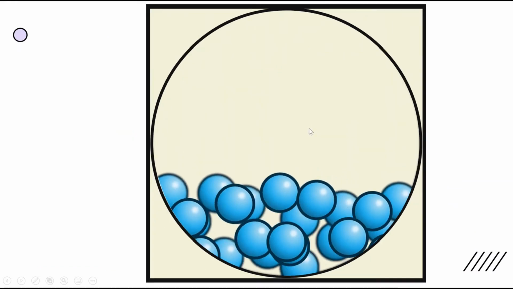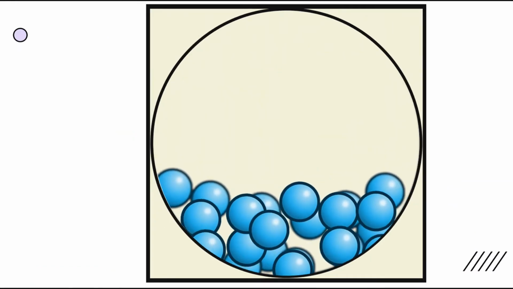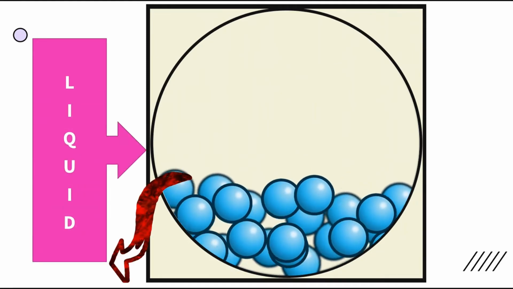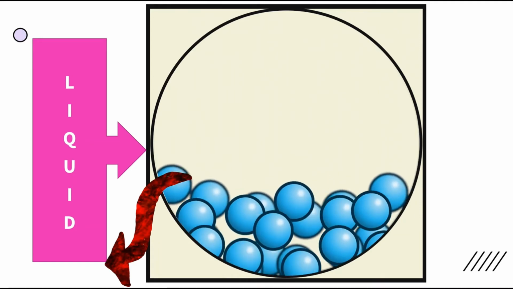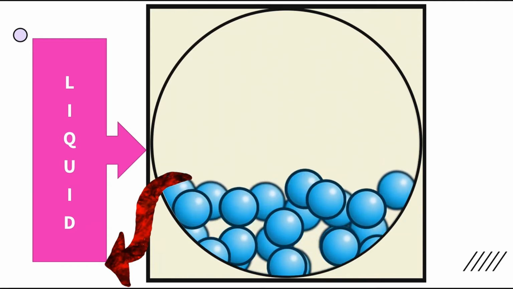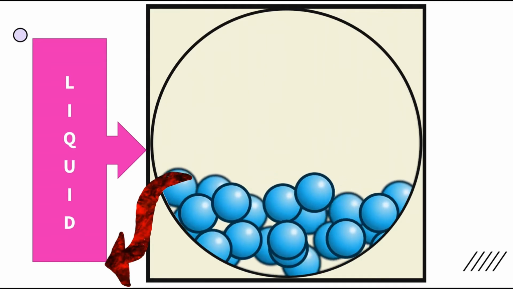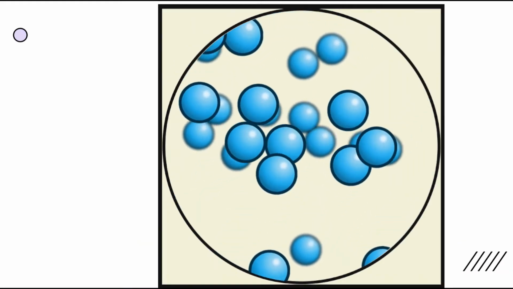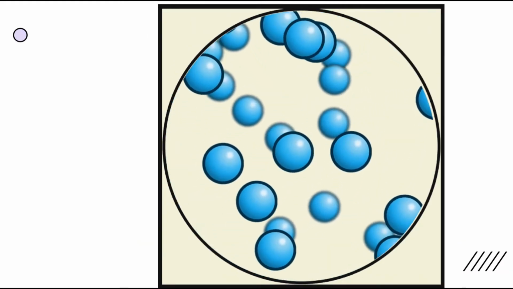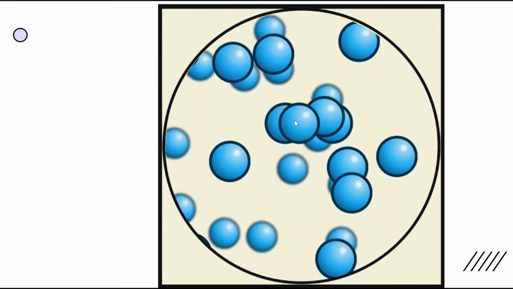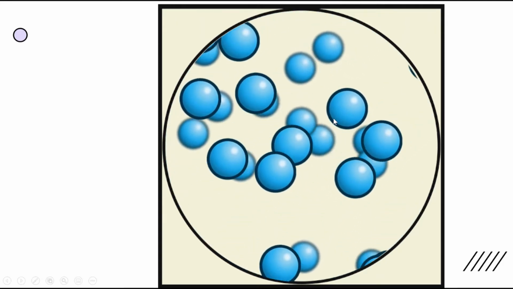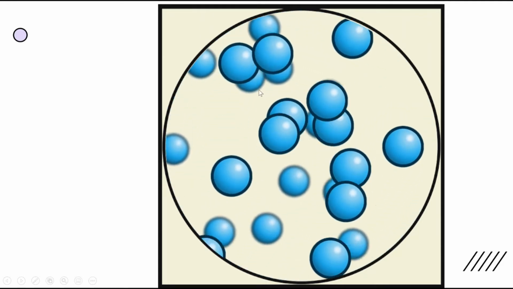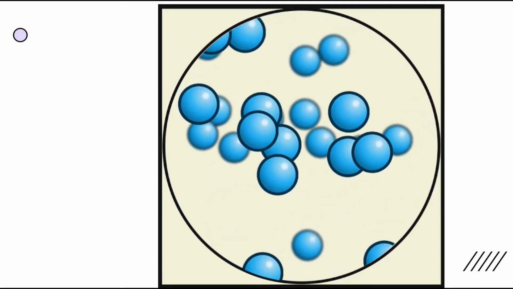Now this one, you see that the particles are taking the shape of the container and they are able to slide past each other, but there are still intermolecular forces which keep them from flying apart. So this is clearly a liquid. But here you can understand what's going on. These particles, whether they are molecules or ions, are able to overcome the intermolecular forces between them, so they are just bouncing around the whole container. So this is clearly a gas.